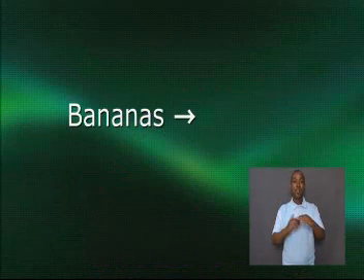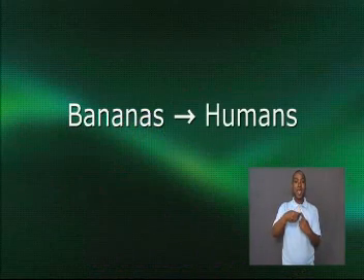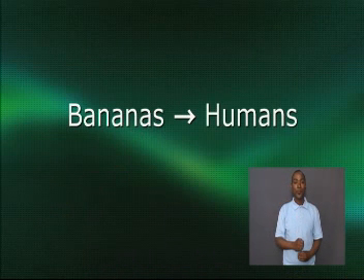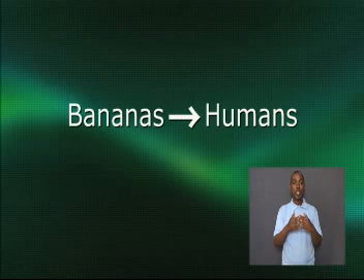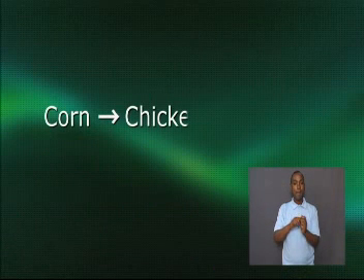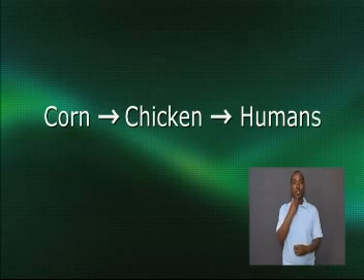Bananas are eaten by humans. In food chains, the arrow means is eaten by. If humans decide to eat meat, then the food chain is made slightly more complex. Corn is eaten by chickens, and then chickens are eaten by humans.